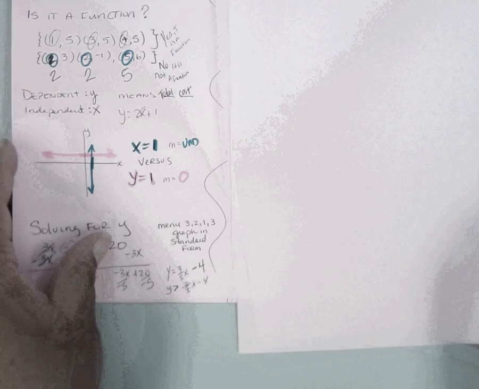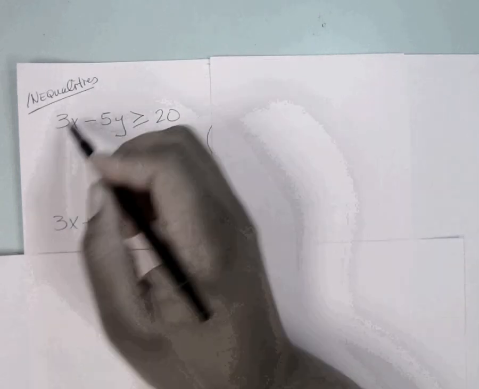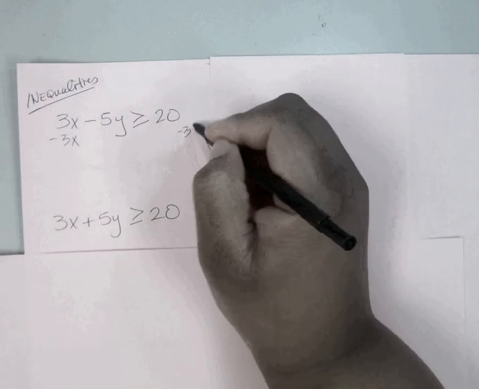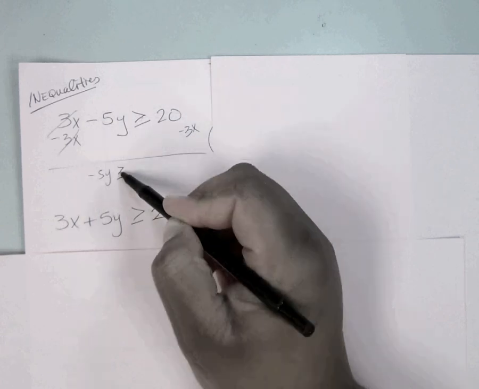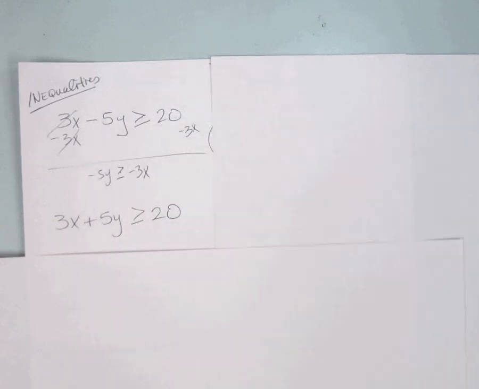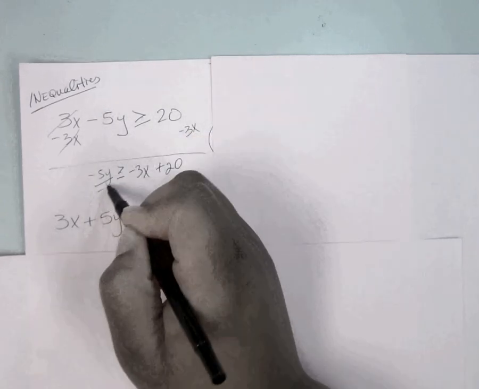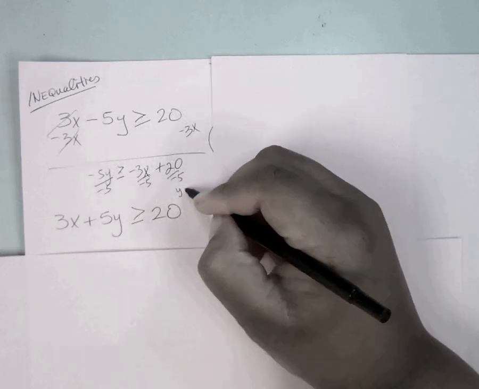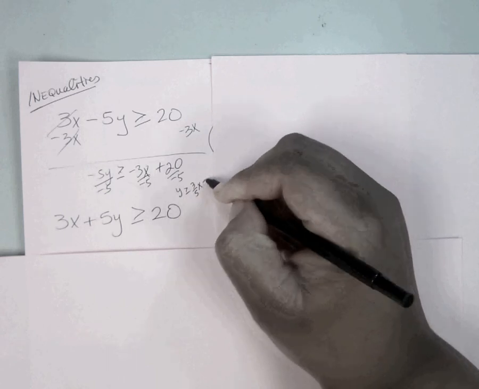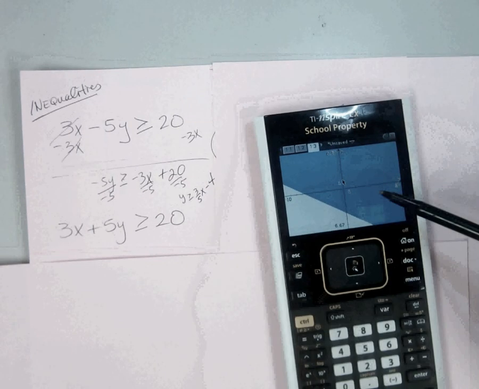Let's move on to the next example. How do I solve these inequalities for y? So I'm going to do negative 3x on both sides. The same thing we just did. Minus 5y, except instead of an equal sign, I have a greater than or equal to. Negative 3x plus 20. And then I am going to divide by negative 5. That will finalize and give me y is greater than or equal to 3 over 5x minus 4, which is what I just graphed. I put a negative on it at the end, but it was the same one.